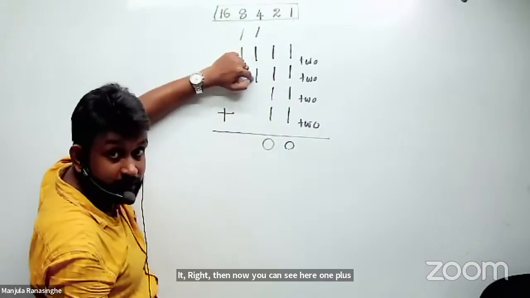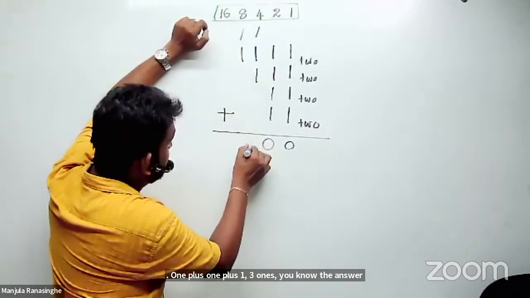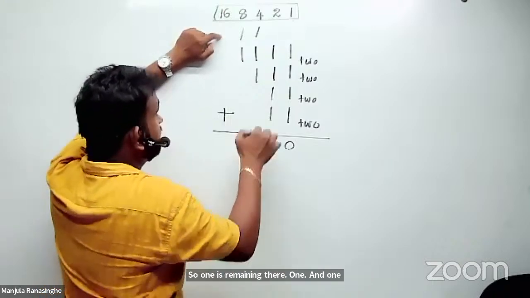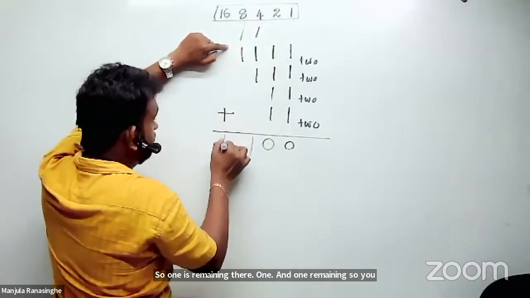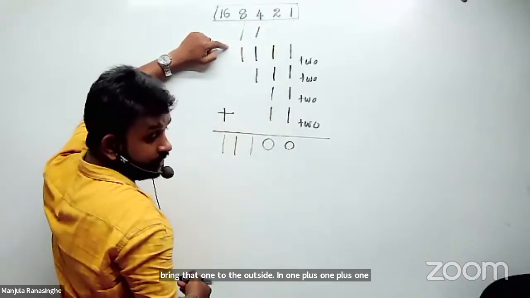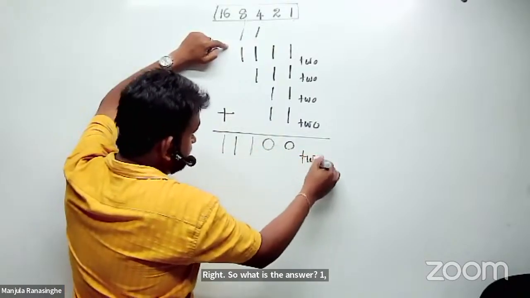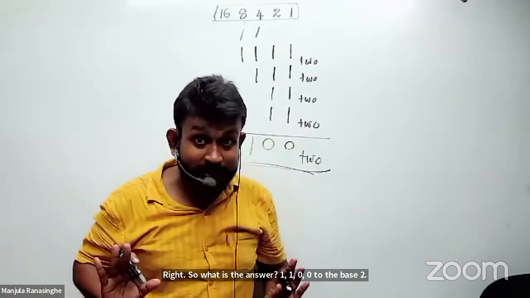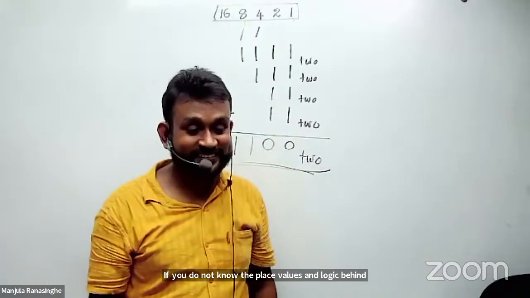Right. Then now you can see here 1 plus 1 plus 1. 1 plus 1 plus 1. 3 ones. You know the answer, 11. So 1 is remaining there. And 1 remaining. So you bring that 1 to the other side. Then 1 plus 1 plus 1 again is 11. Right. So what is the answer? 11100 to the base 2. If you do not know the place values and the logic behind binaries, you will never do that.